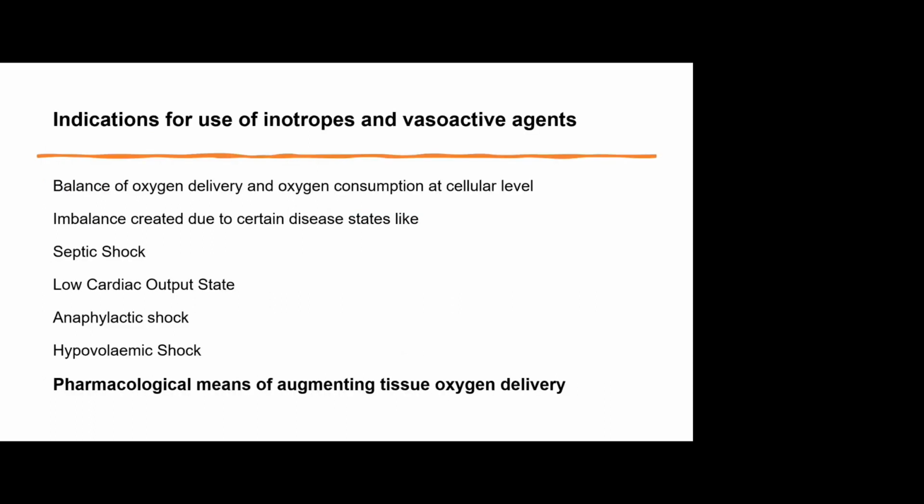Okay, so now why do we give inotropes and vasoactive agents? We all understand that the body has a balance of oxygen delivery and oxygen consumption at the cellular level.